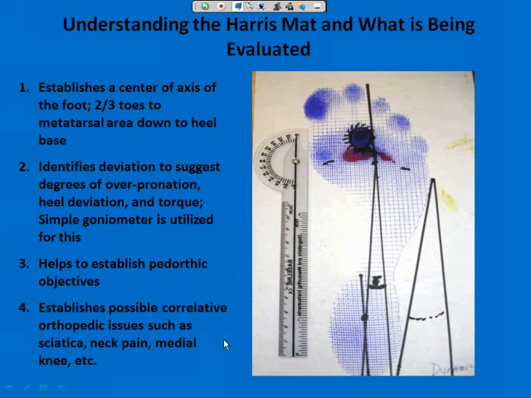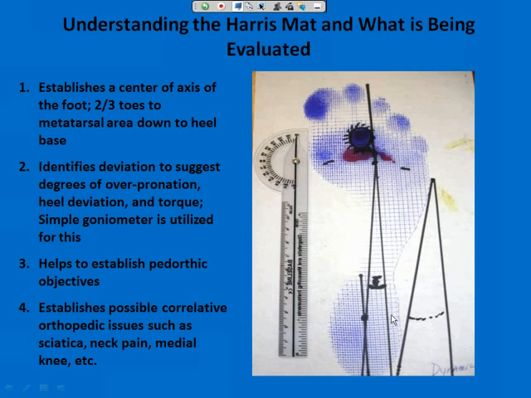And this helps to establish more pedorthic objectives. It establishes possible correlation with orthopedic issues such as sciatica, which would be in this area, the lateral lumbar area. And you see the pressure here at the medial aspect. That's always a sign of sciatica. Neck pain, you see the pressure at the great toe. You see the loss of great toe alignment. That is a great deal of tension at the neck.